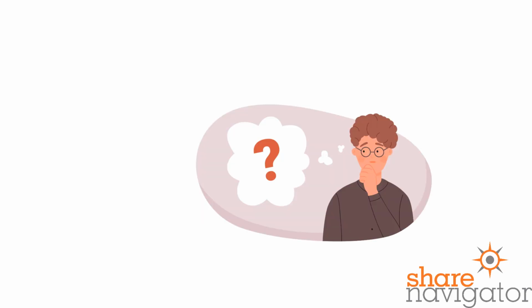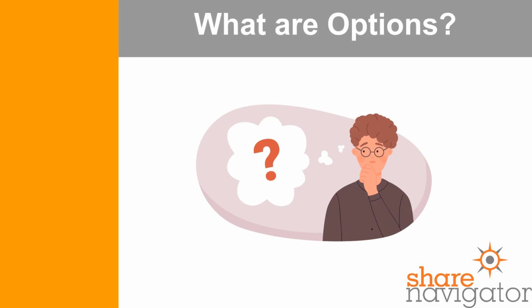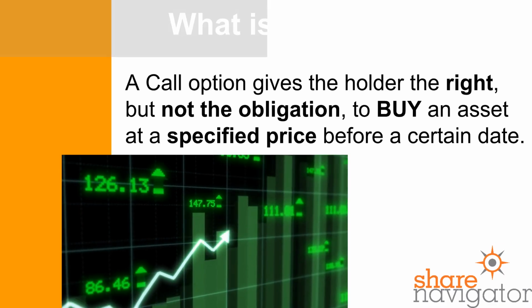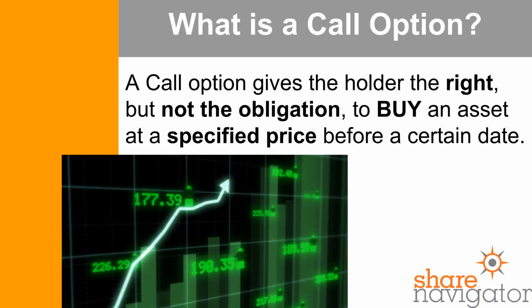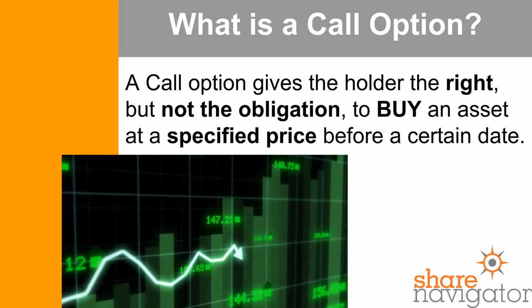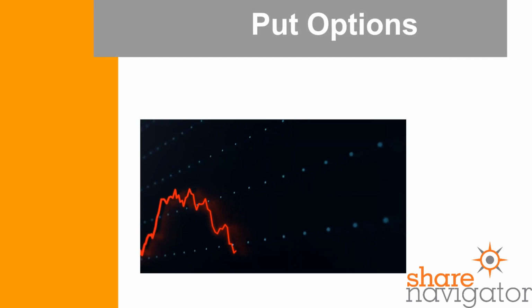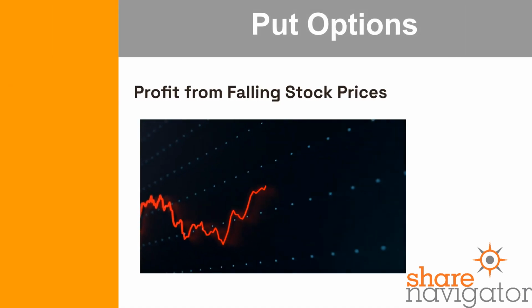Let's get started. In this video, we'll cover what options are and why they are a powerful tool for traders and investors. First up, there are two types of options: call options and put options. A call option gives the holder the right, but not the obligation, to buy an asset at a specified price before a certain date. Key terms include the strike price, the price at which the asset can be bought, the expiration date, which is the date the call option to buy ends, and the premium, which is the cost of the call option.